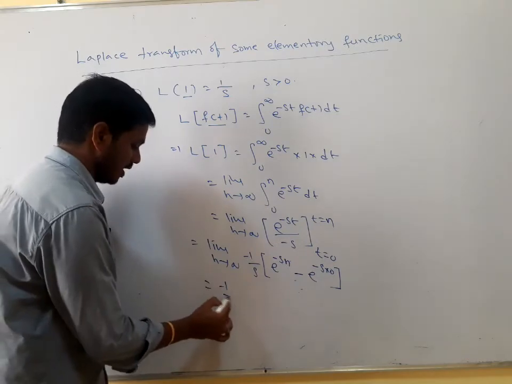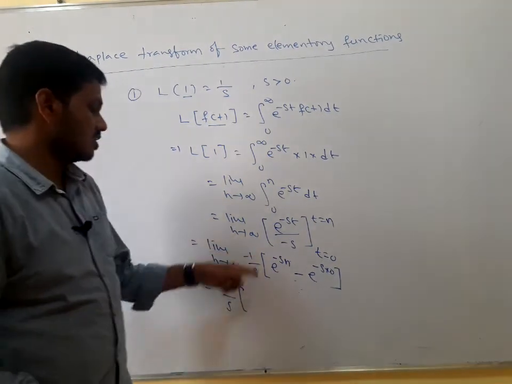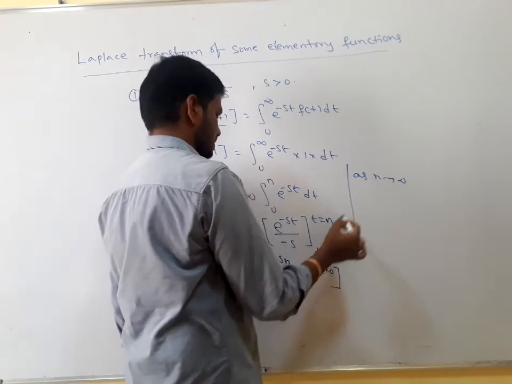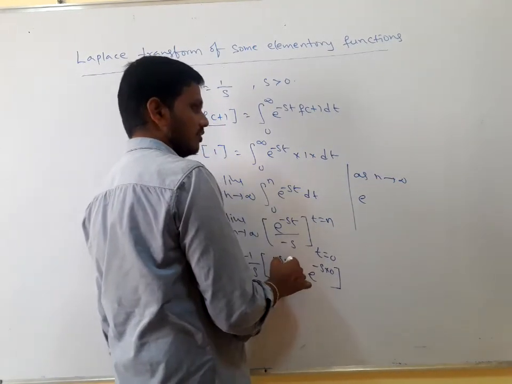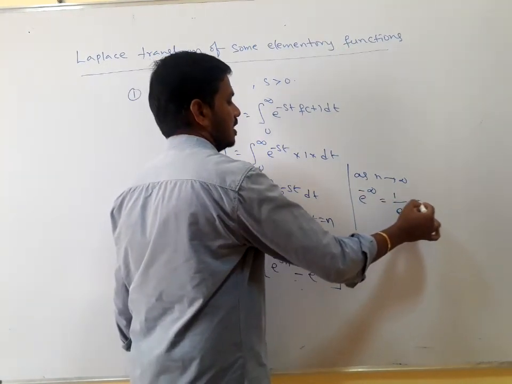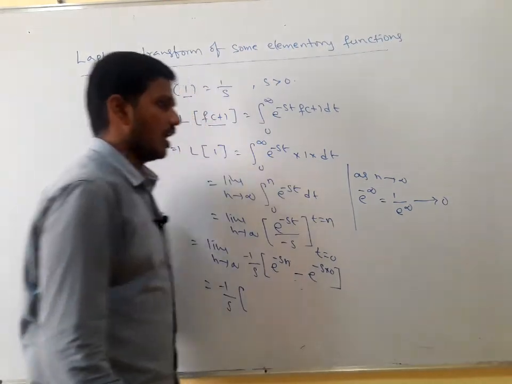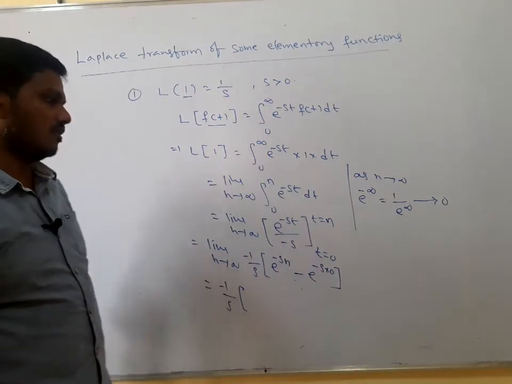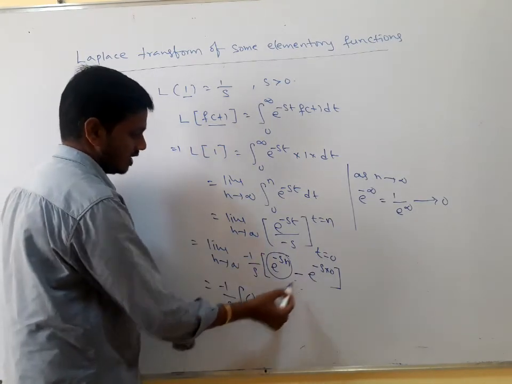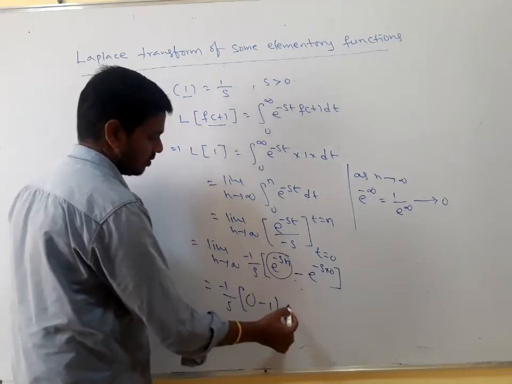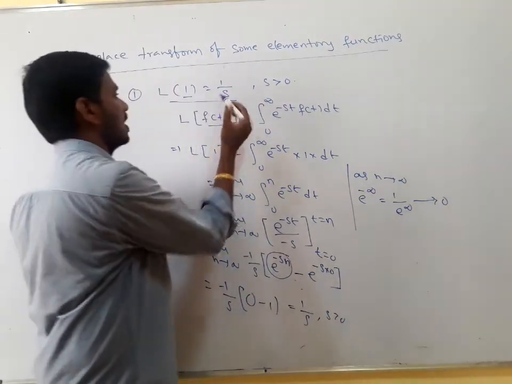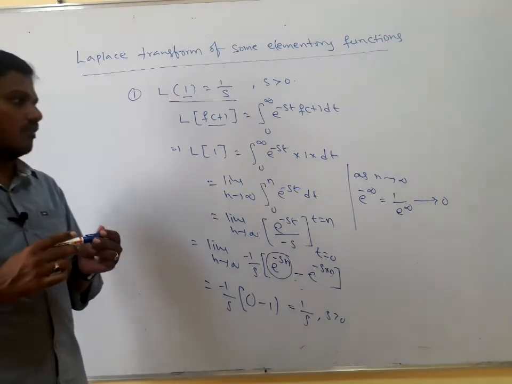It is minus 1 by s as n tends to infinity. You know that as n tends to infinity, e to the power of minus s into infinity, that is e to the power of minus infinity, equals 1 by e to the power of infinity, which tends to 0. So this expression becomes 0. Here it is minus e to the power of 0, which equals 1, so minus into minus gives plus 1 by s, where s is greater than 0. Therefore, the Laplace transform of 1 is equal to 1 by s.